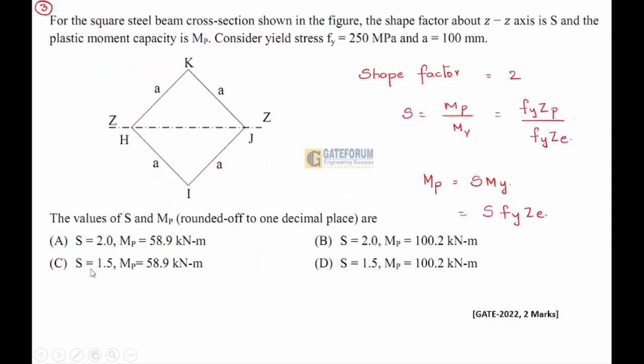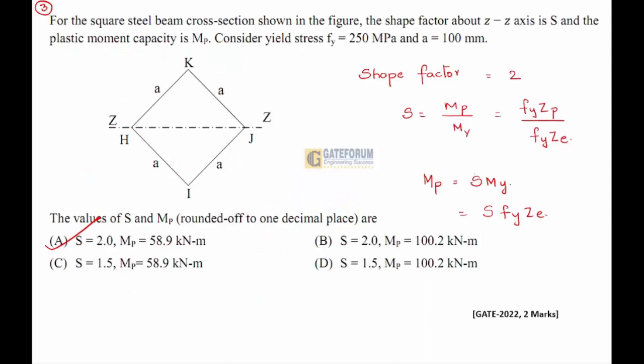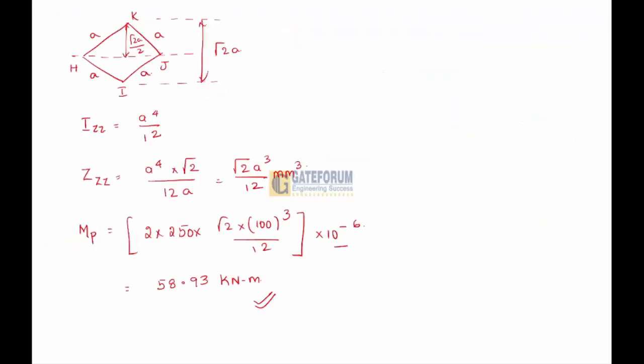58.93 kilonewton meter, and shape factor is 2. So obviously the answer is option A for the given question. S is equal to 2 and 58.93 kilonewton meter. Option A will be the right answer for the given question. Moving to the next question.